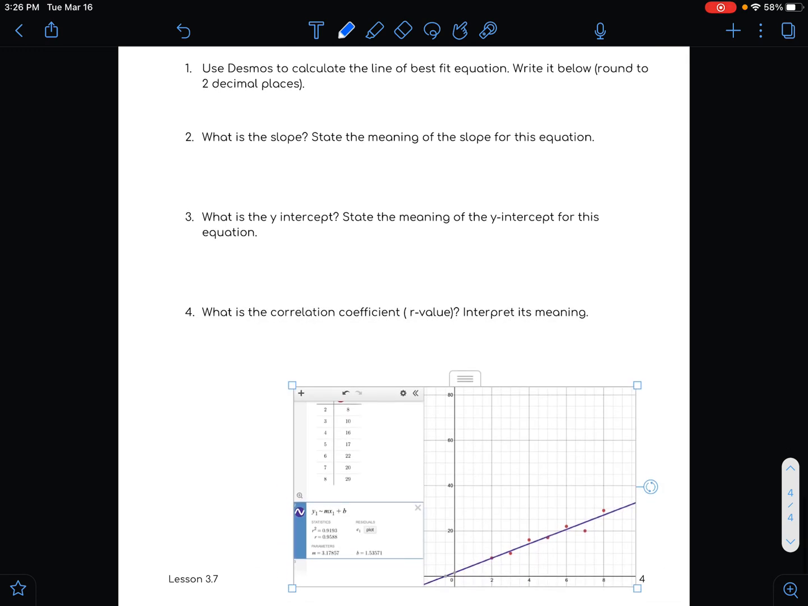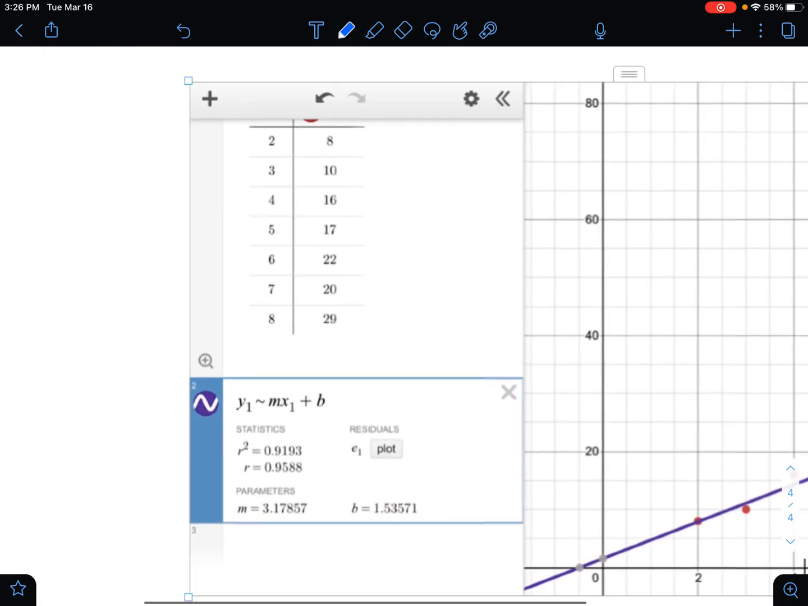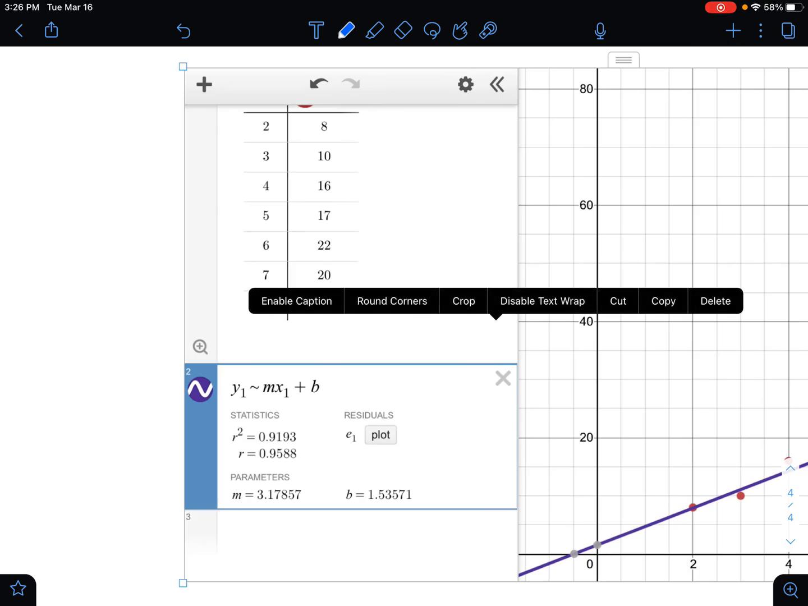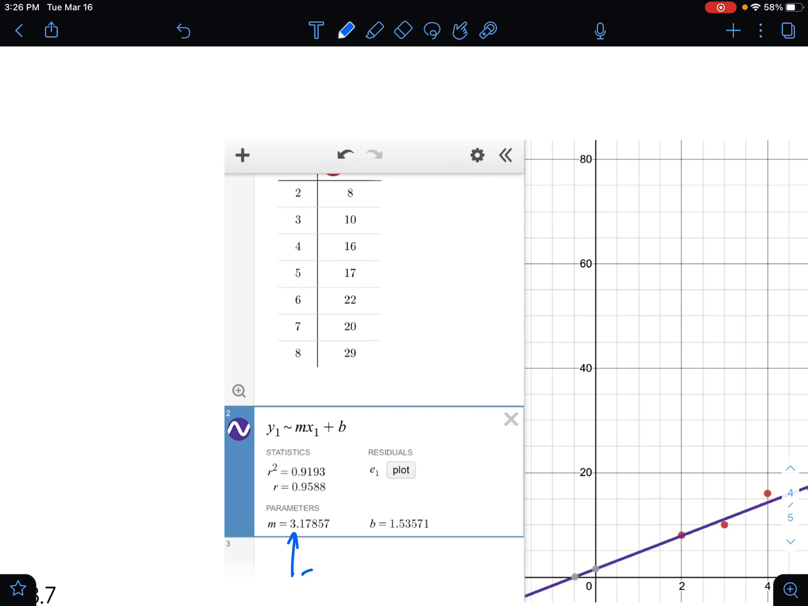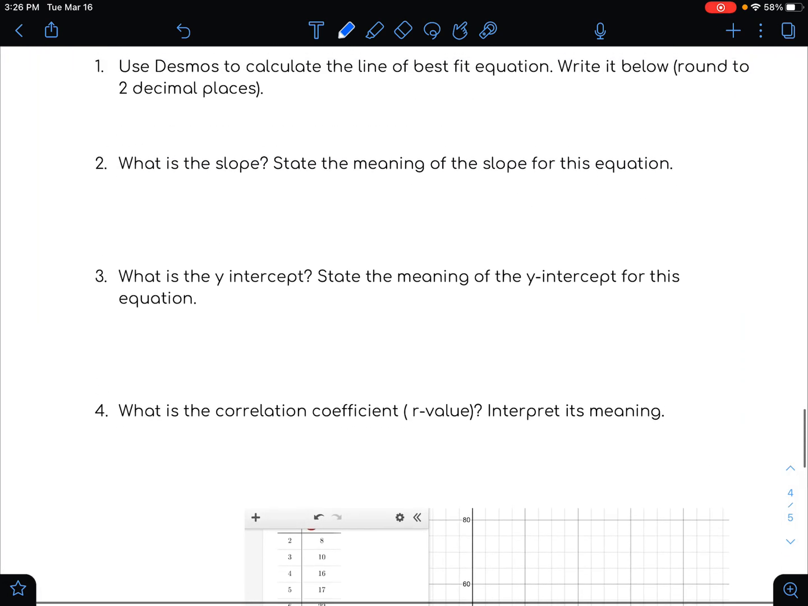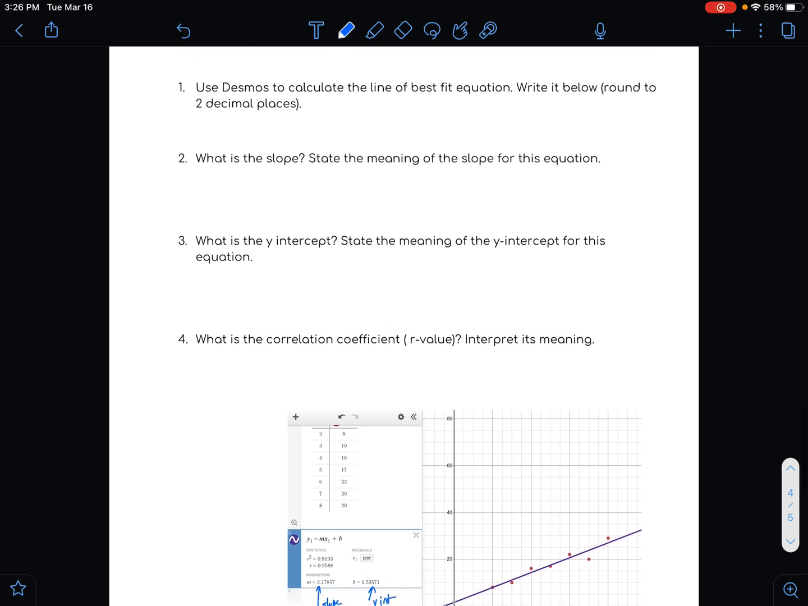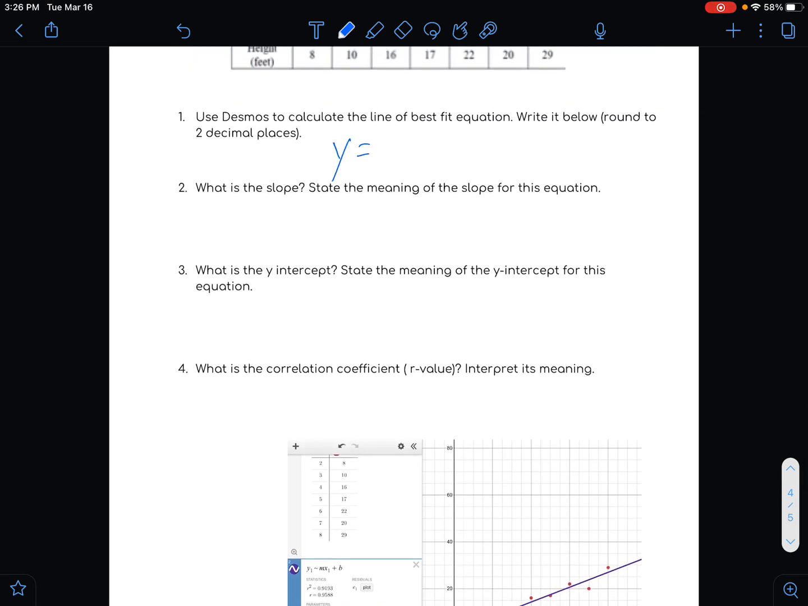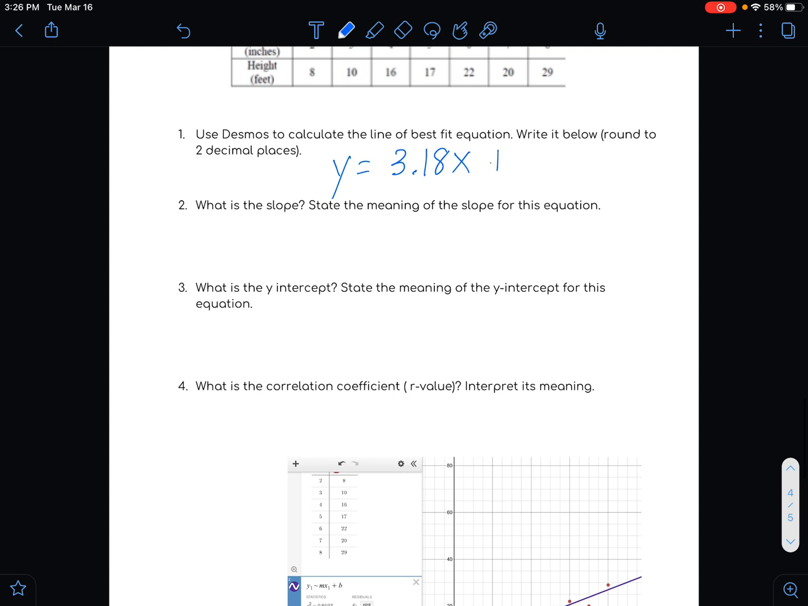All right, so first question was use Desmos to calculate the line of best fit. Write it below, round to 2 decimal places. So recall, once we do that, we have the slope here. And we've got our y-intercept. So we'll do something like y equals 3.18x plus 1.54.